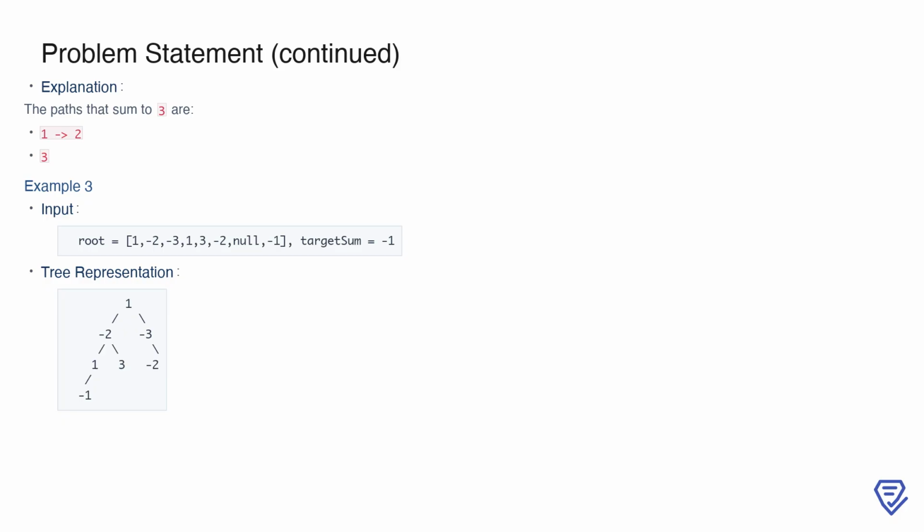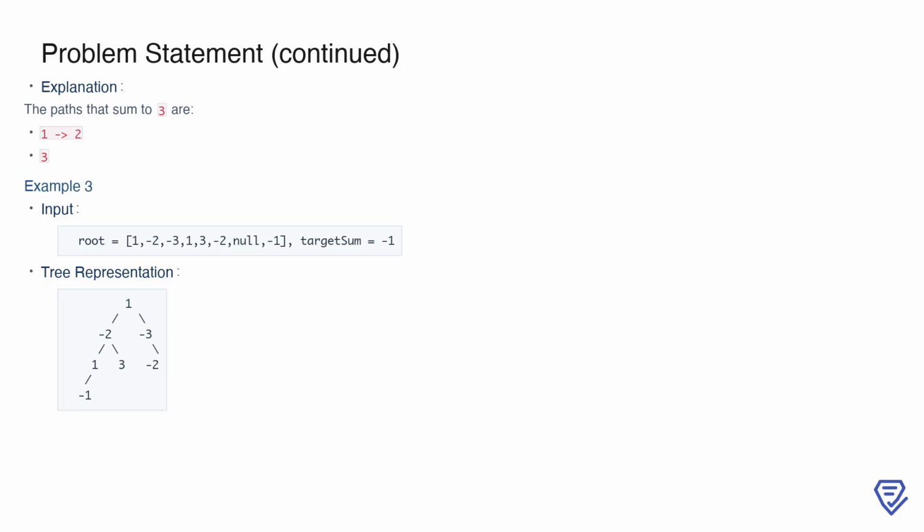In this case, the root node is 1, which has two children, -2 and -3. Node -2 has its own children, 1 and 3, while -3 has a single child, -2. Additionally, node 1 under -2 has a child, -1. If the target sum is -1, the output is 4, as there are 4 distinct paths in the tree that sum to -1.